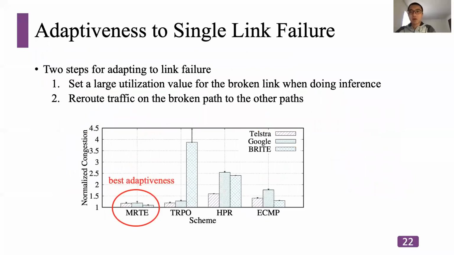We also evaluate our approach in single link failure scenarios. The broken link is selected randomly in each test. To deal with link failure, we take 2 steps in our approach. First, we set a larger utilization value for the broken link when doing inference. A large value indicates that the link is very congested, and the agents will output new actions to adapt to the link failure. Second, since some forwarding paths will be broken due to link failures, we reroute traffic on the broken path to the other paths by taking the original splitting ratios as the rescaling weight. The figure shows the results of 4 approaches in all the 3 topologies. MRTE gets the smallest average normalized congestion and achieves stable TE performance.